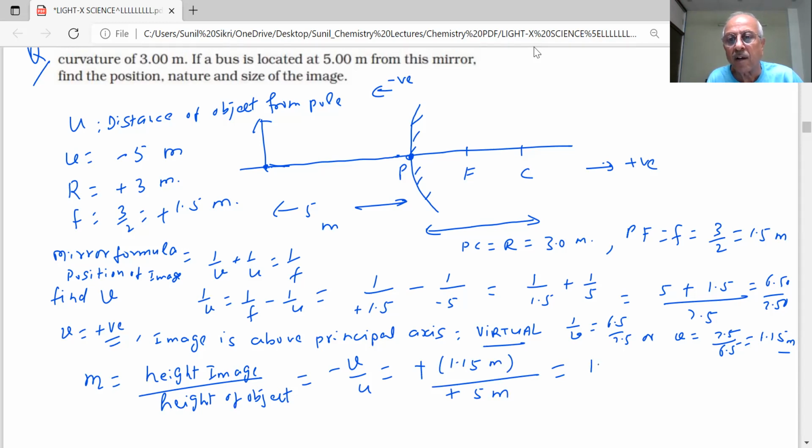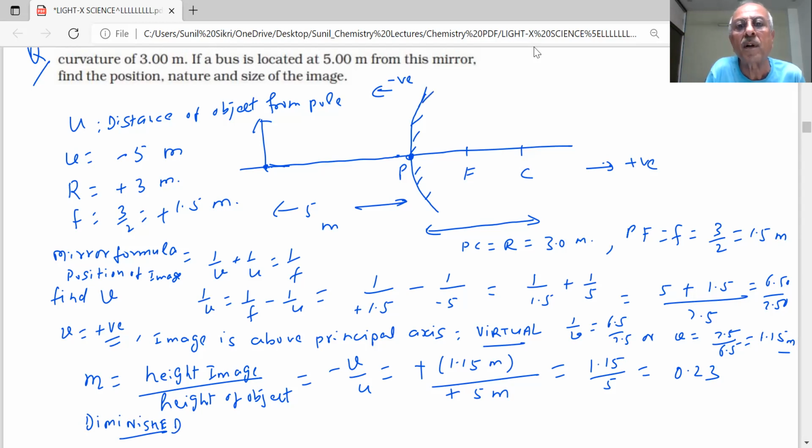Then what answer are you getting? 1.15 divided by 5. What will be the answer? You divide, you will get 0.23. So is the size of the image larger or smaller, tell me. Smaller. It is diminished. Very important. What you are getting is a diminished image. How much diminished? You have seen 0.23. The size is 0.23.